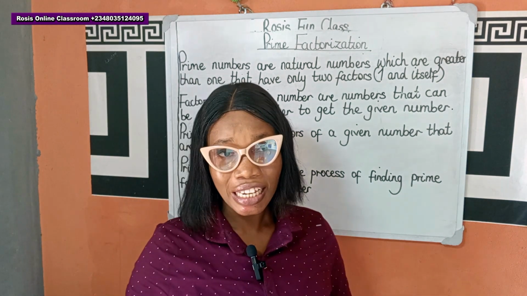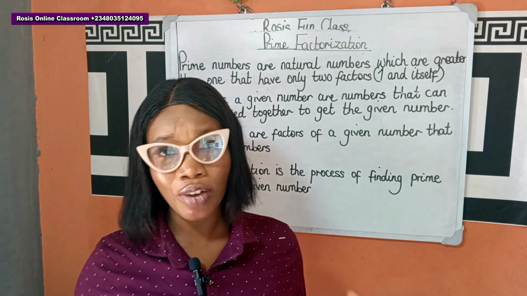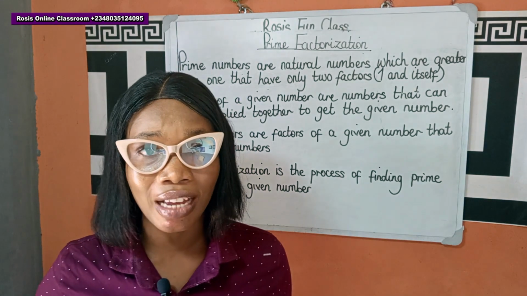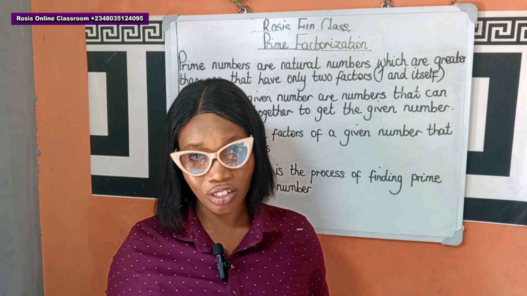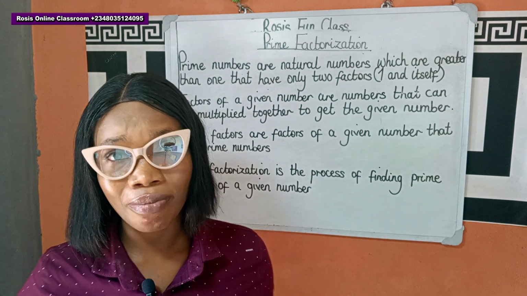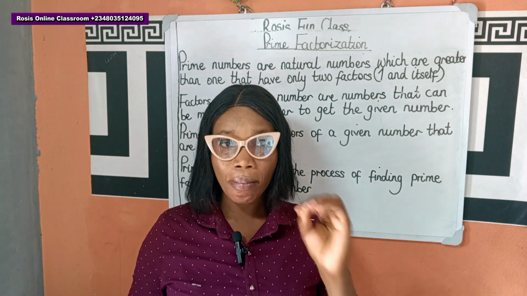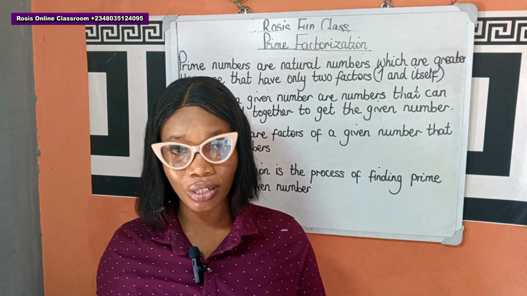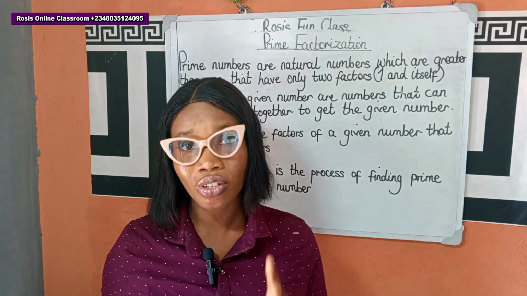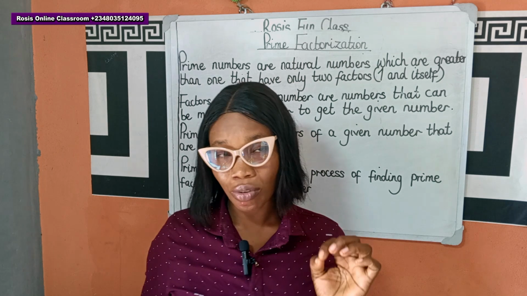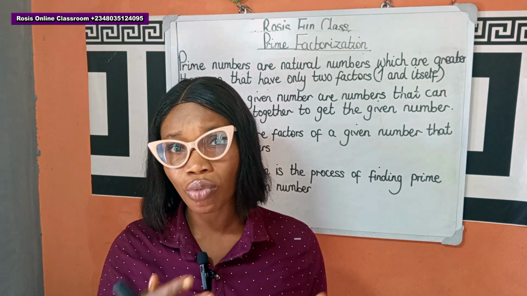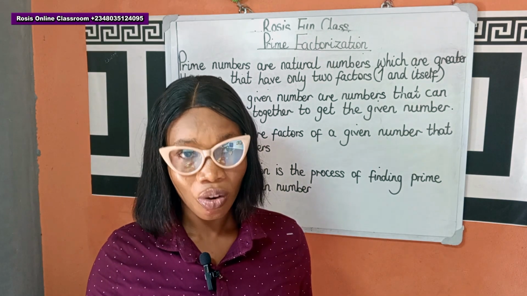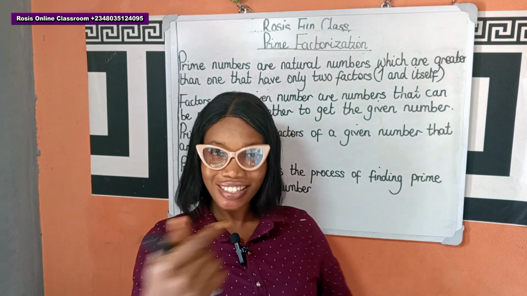Prime factorization is a process of finding prime factors of a given number. Now, we're going to look at some examples of prime factorization. Prime factorization can be done in two methods. The first method is called the factor tree method, while the second method is called the continuous division method. Now, I'm going to show you the workboard where we're going to do some worked examples on finding prime factors.